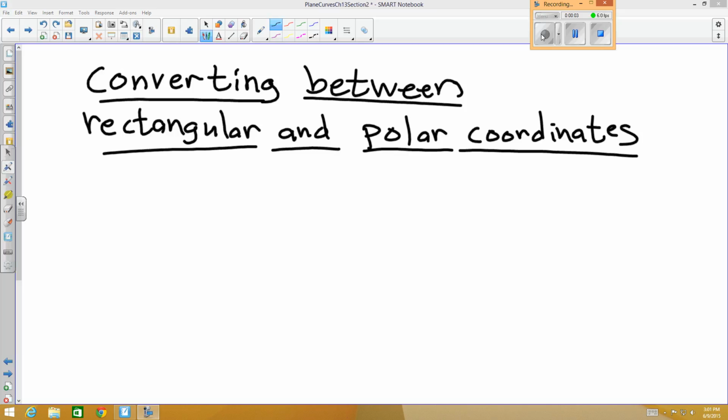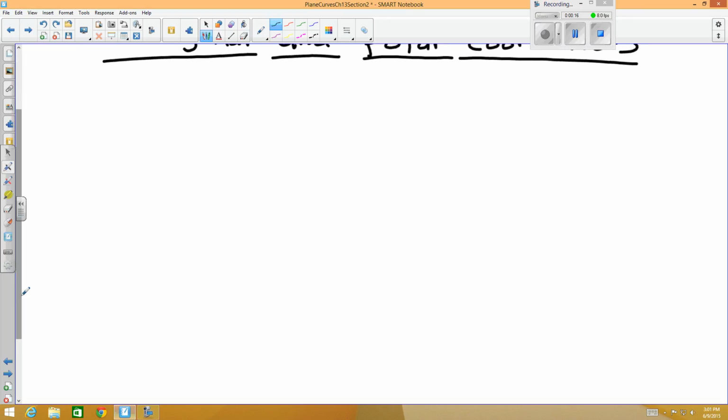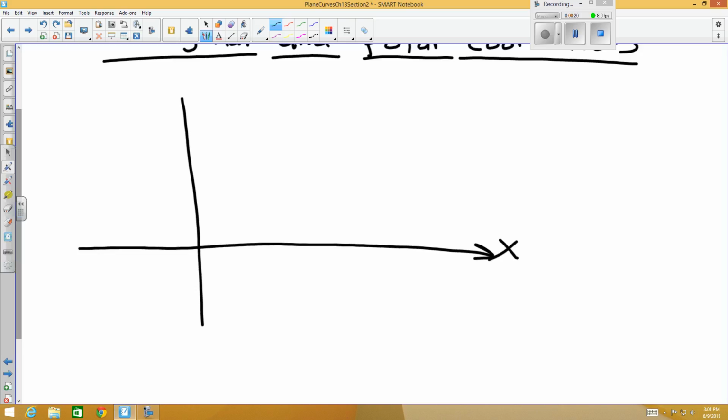When converting between rectangular and polar coordinates, we need to maybe have a picture in mind and remember some of our properties of trigonometry. So remember that we have two kinds of systems. I'll put the rectangular coordinate system, let's say we have x and y, and we may have a point out here somewhere in the plane. This point in the rectangular coordinate system is represented by a number for x and a number for y.